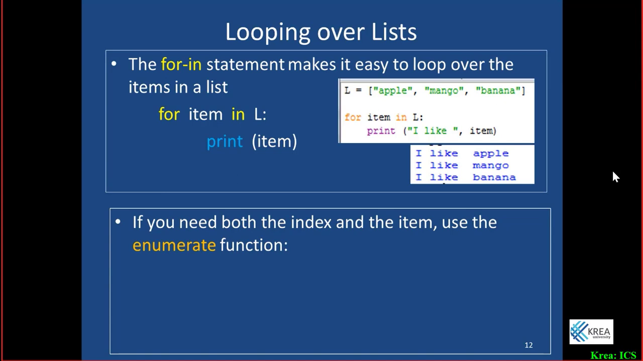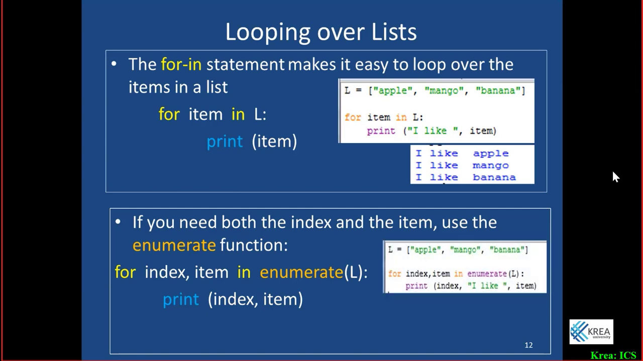Suppose you need both the index and the item, you can use the enumerate function. That would be like for index, item in enumerate(L): print index, item. So for example, L is a list having 3 elements, and for index, item in enumerate(L), enumerate basically gives the position of the item as well. So print index, I like, item. You will get 0 I like apple, 1 I like mango and 2 I like banana.